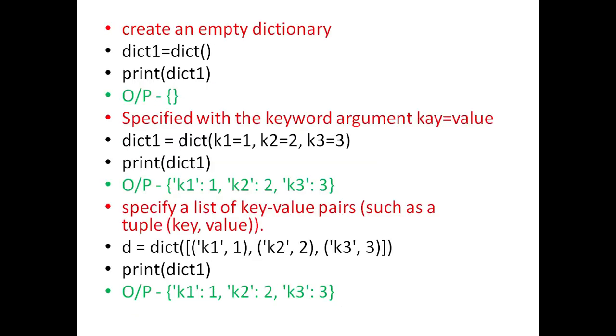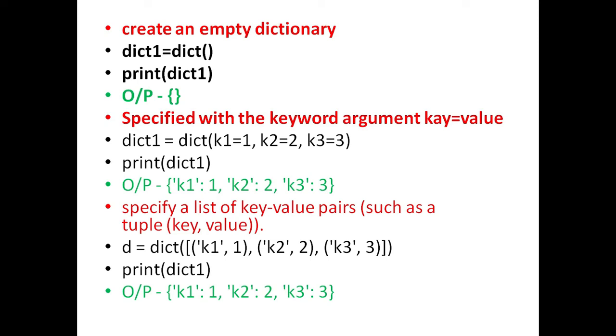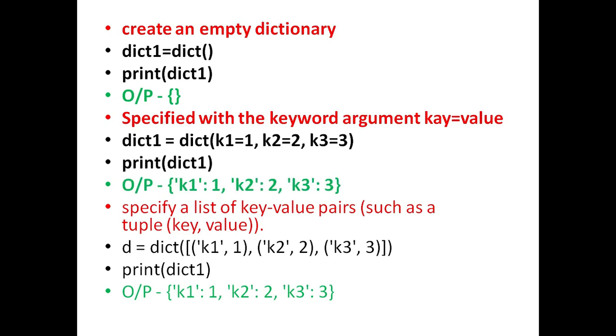To create an empty dictionary with the dict method, we will use dict1 equal to dict(). When we print it, it will give curly brackets only. We can create a dictionary specified with the keyword argument as key equal to value. So dict1 equal to dict(k1=1, k2=2, k3=3). And when we print it, it will give the output k1 1, k2 2, k3 3, where k1 is a key and 1 is a value.